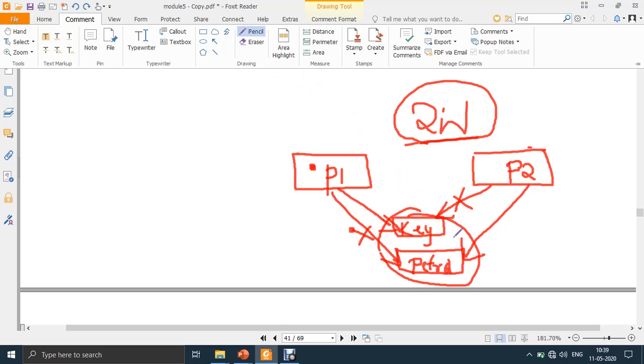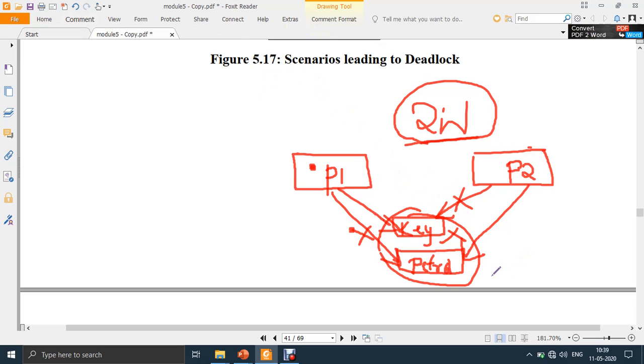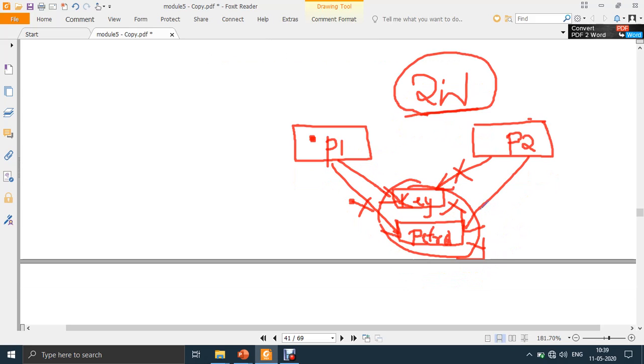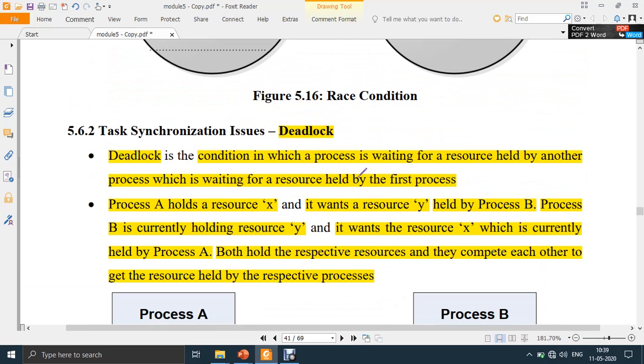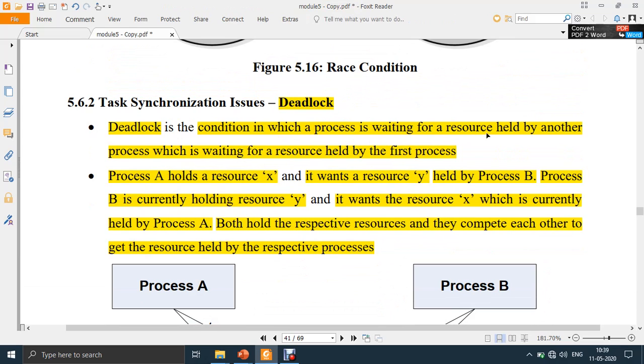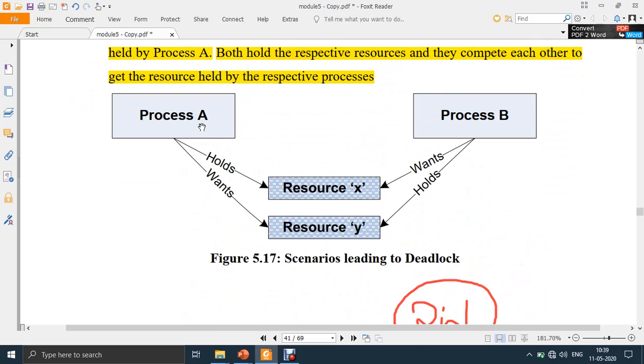Let's say this is resource X and this is resource Y. P1 has X but wants Y, and P2 has Y and wants X. So each process depends on the other process for the shared resource. That is what will happen here. Deadlock is a condition in which a process is waiting for a resource held by another process. In this case, process A wants Y, which is held by process B.